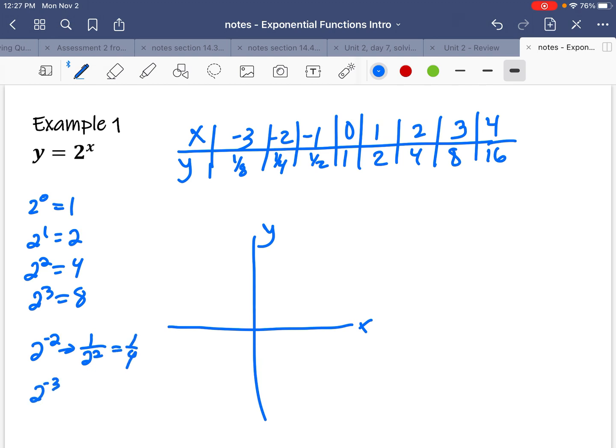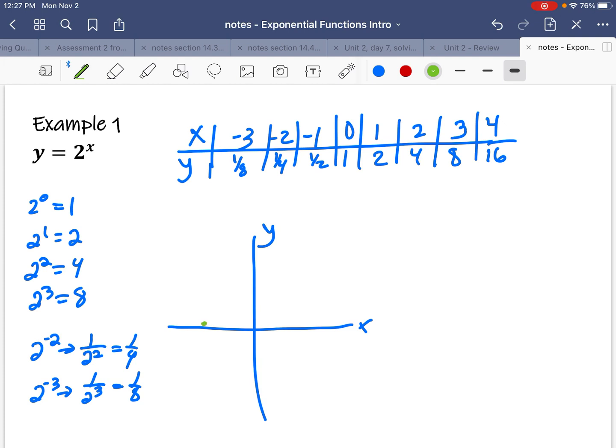Or 2 to the negative 3. That really means 1 over 2 to the third, which is 1 over 8. Okay? All right. So when I try to graph these things, let's see, negative 3 and 1/8.